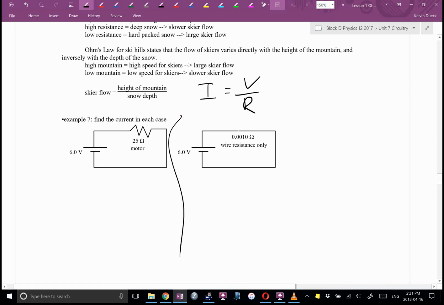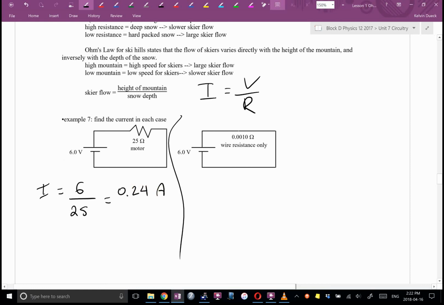Find the current in each case. Well, if I equals V over R, what's our voltage source in the left-hand circuit? Don't overcomplicate this. What's our voltage source in the left-hand circuit? I'll give you a hint. It's a number with a V next to it. 6. What's the resistance of this circuit, the motor? How many amps will flow through this circuit? 0.24?